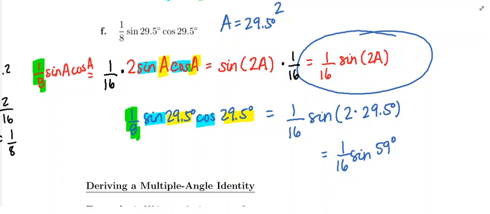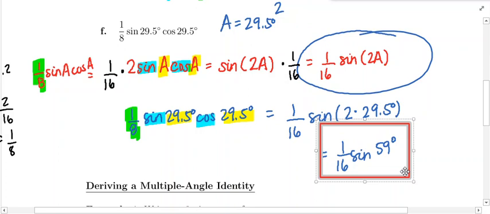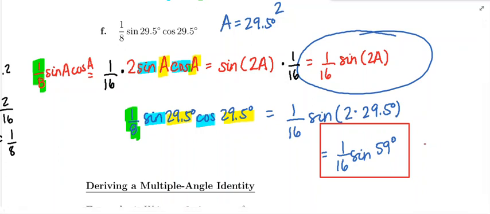59 degrees is not on the unit circle, so you might be thinking I did something wrong. This is actually the answer, because it would take a calculator to compute the sine of 59 degrees. This is as far as we can go. 1/8 times the sine of 29.5 degrees times the cosine of 29.5 degrees is the same thing as 1/16 times the sine of 59 degrees. I guess this is one of the situations where the answer is considered simpler, but remember, it's just an equivalent expression.